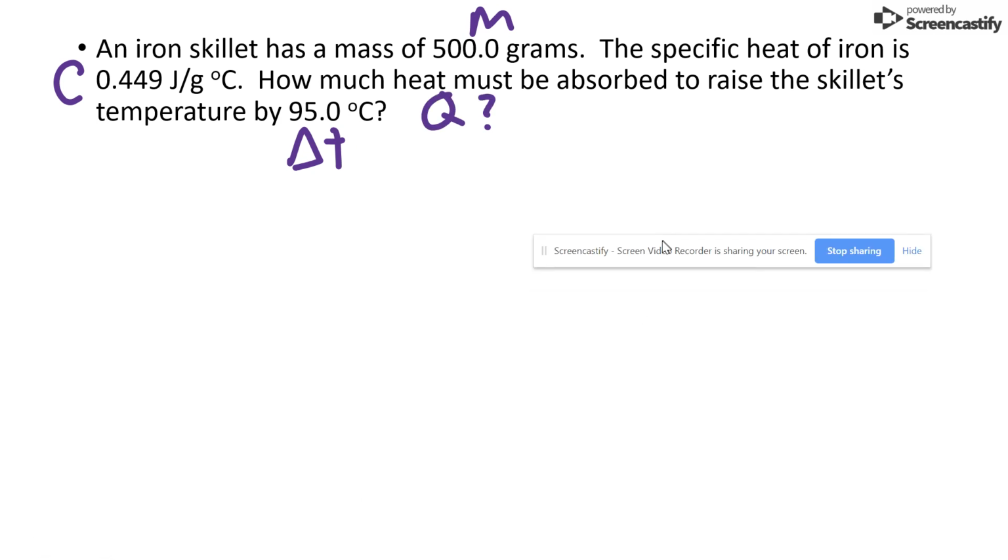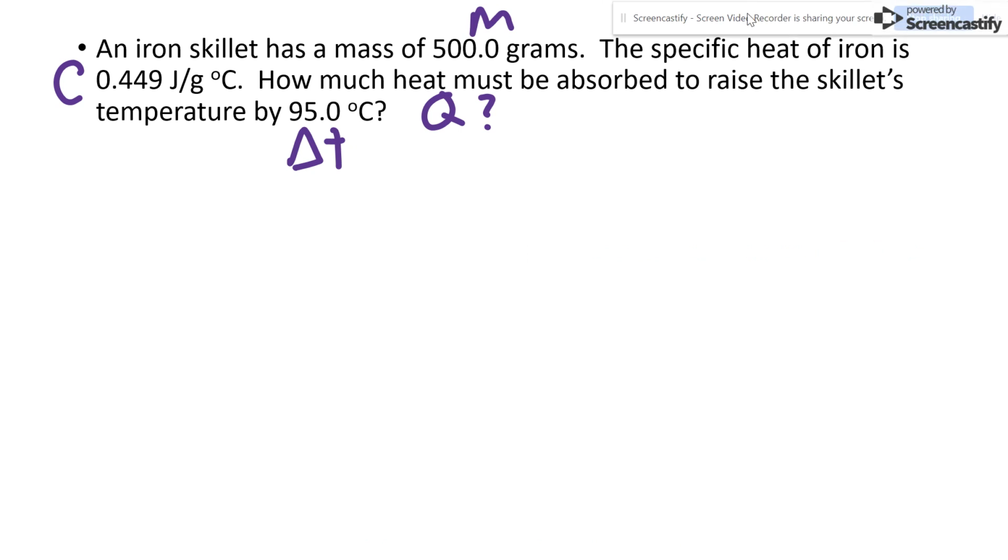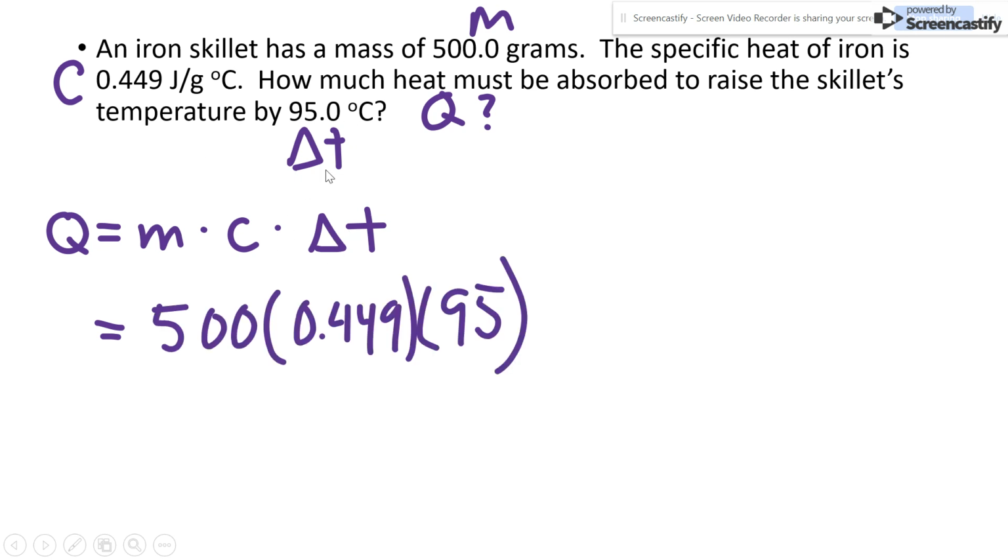So if we look at our formula, our formula is Q equals M times C times delta T. When we look at these, our mass is 500, our specific heat we know is 0.449, and our change in temperature is 95. Once we write that all out, we multiply all three things together, and what we end up getting is somewhere right around 21,328 joules. I rounded mine to the nearest whole number.